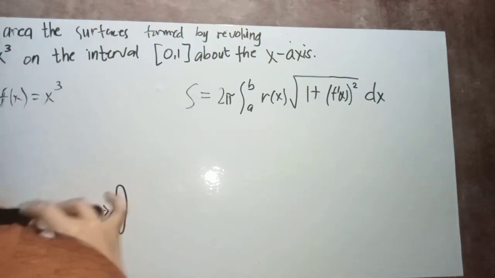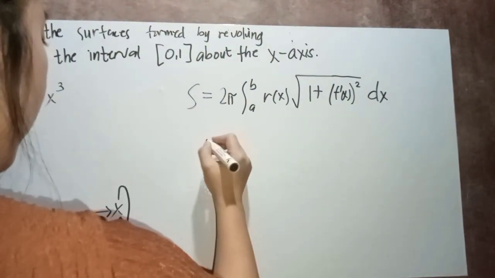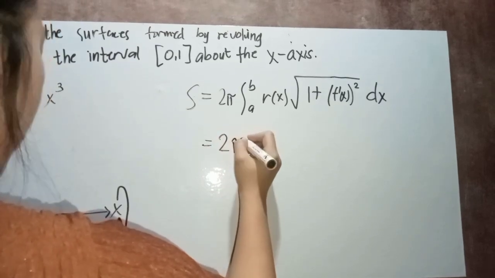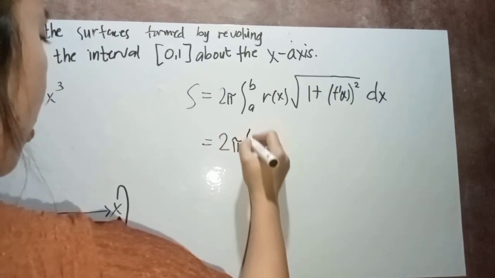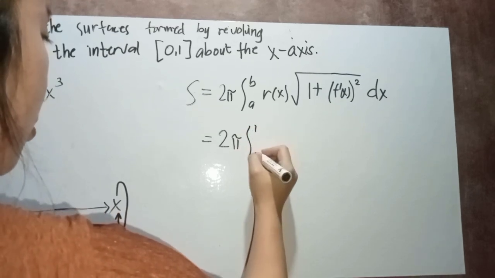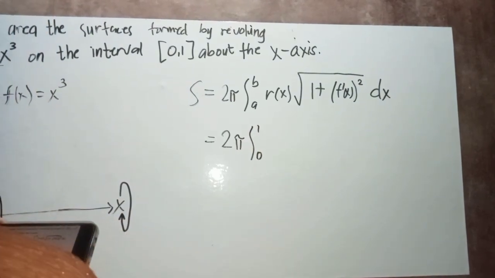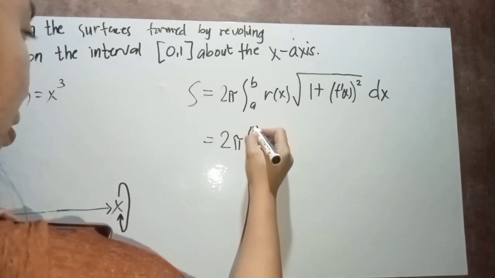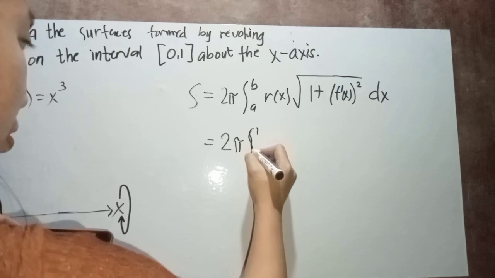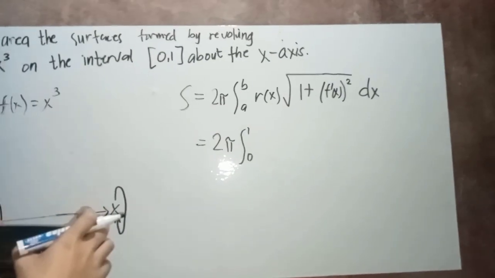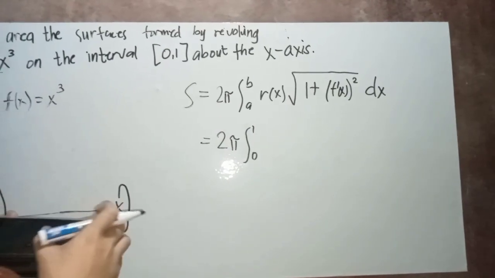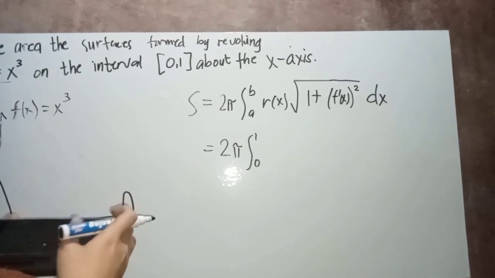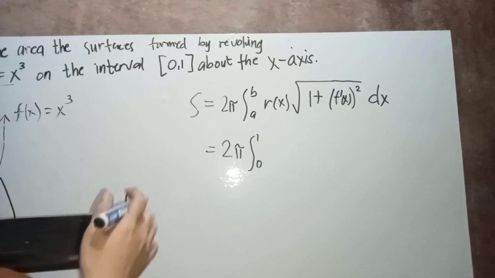So let's start setting up this definite integral by using everything that we know about our surface of revolution. So we know that our bounds of integration are the two values of x that our curve lies between. Our curve starts at x equals 0 and stops at x equals 1. So we can have that this is equal to 2 pi times the integral from 0 to 1.